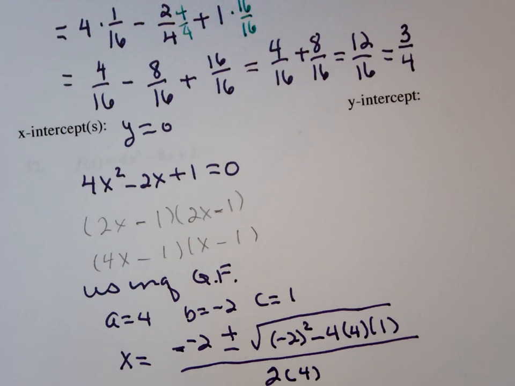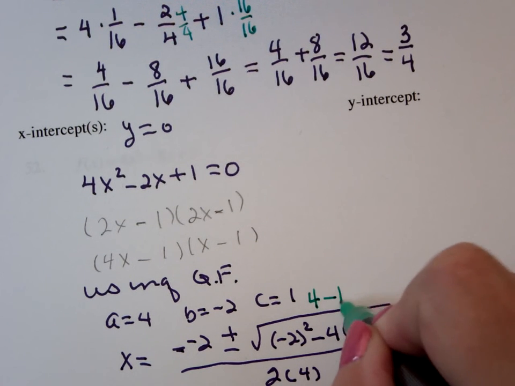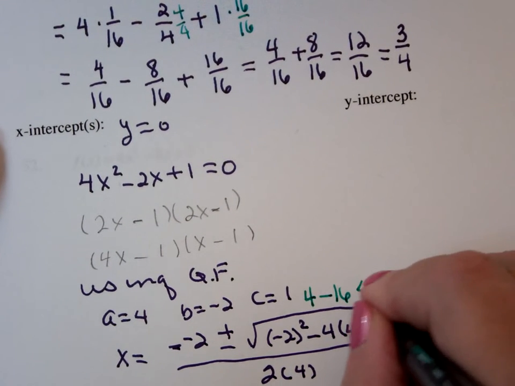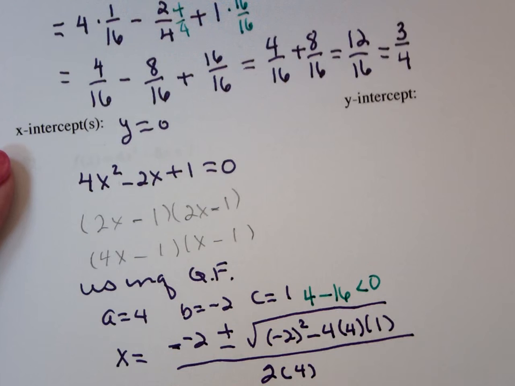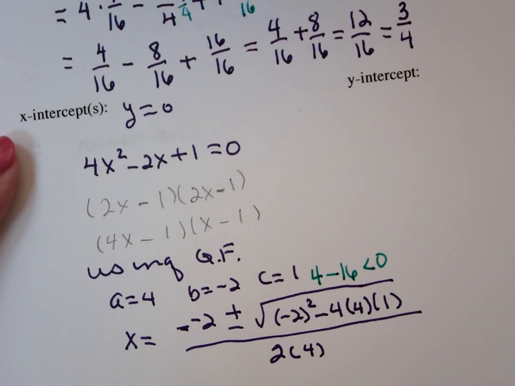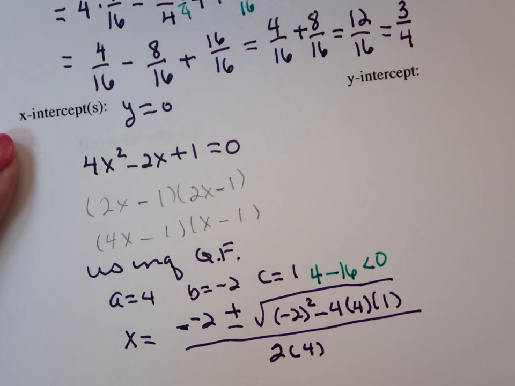Now I've got another problem, and what's that? This is 4 subtract 16. What do I have? Negative. What kind of solutions do I have? There's no real solution, right? But what kind do I have? If it's not real, it is imaginary.